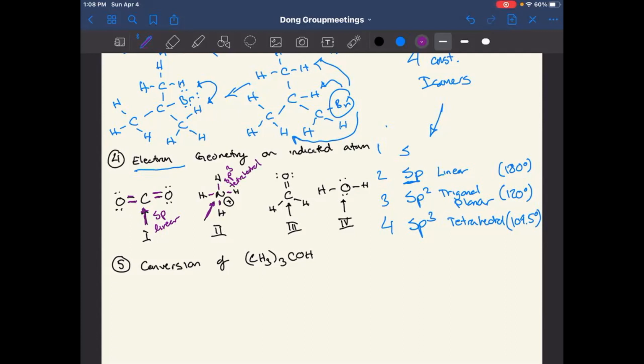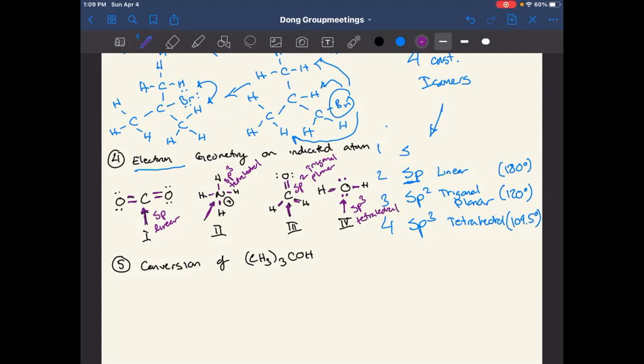For number 3, we're going to be looking at this middle carbon, and this is formaldehyde. This one has 3 things attached to it, 2 single bonds, and this double bond is the third one. This is going to be sp2, and it's going to be trigonal planar. The next structure is going to be water, and we're looking at this oxygen in the middle. This has 4 things attached to it, 2 lone pairs and 2 single bonds, a total of 4 things. And this is going to be sp3 and tetrahedral.